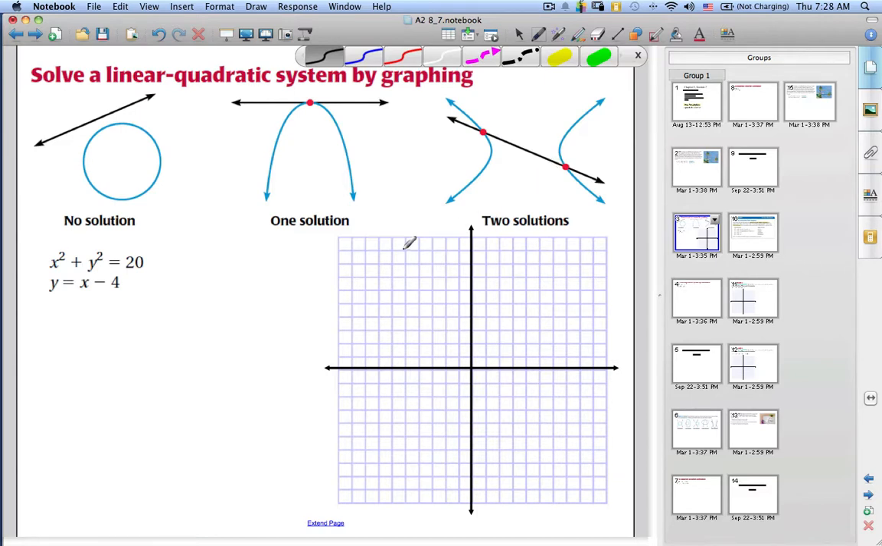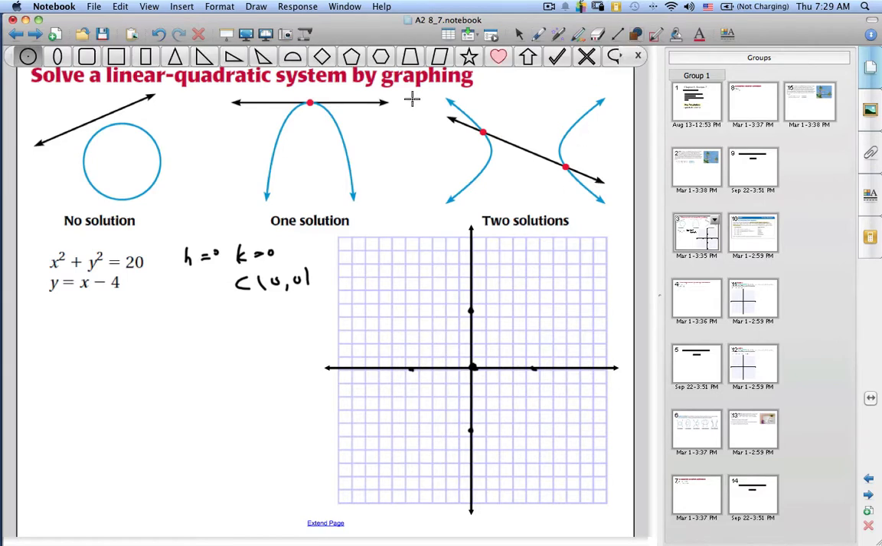So if we wanted to graph this, if I see x squared plus y squared equals 20, well, that's a circle. Okay, and I know that h and k are equal to 0. H is equal to 0. K is equal to 0. That means my center is at 0, 0. And I have a radius of the square root of 20. Okay, so that's going to be between 4 and 5. 1, 2, 3, 4, 5. So about there. 1, 2, 3, 4, about there. And 1, 2, 3, 4, right about there.